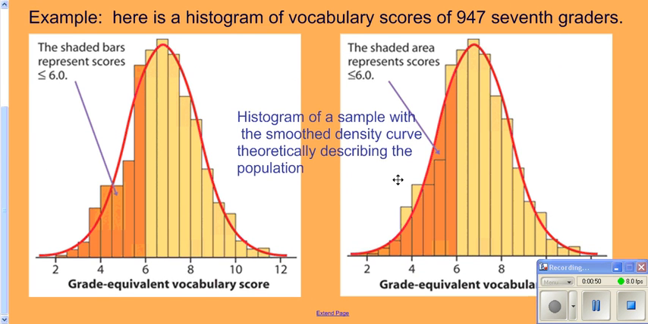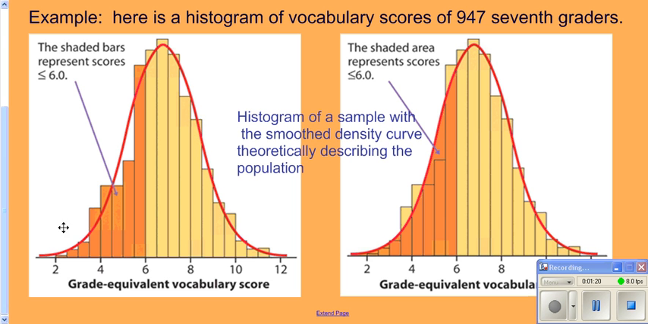So suppose we consider a histogram of 947 seventh graders. We would get these bars going up and down. If you draw in a smooth curve going over the top of your data, you would get this curve right here, which is basically a normal distribution curve. A bell-shaped curve like this is typically referred to as a normal distribution.